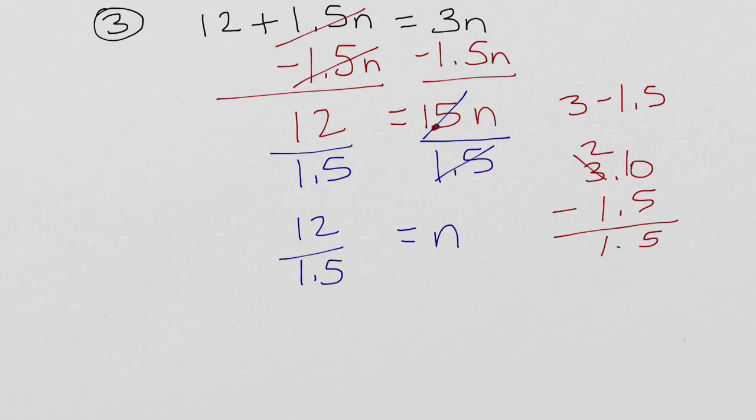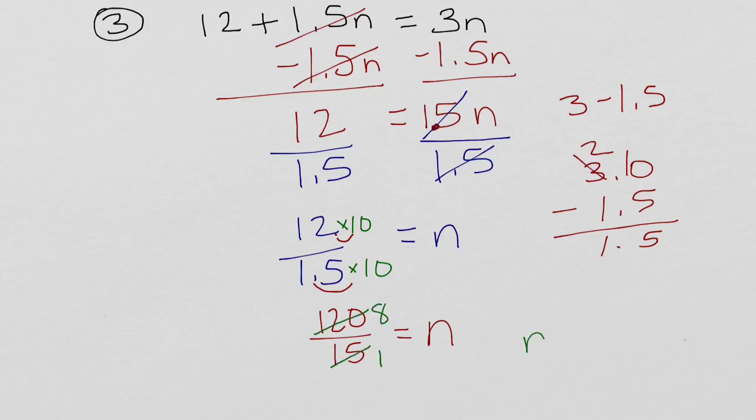Unfortunately, that's not in simplest form. We have to figure out a way to get rid of the decimal that's inside the fraction. So imagine multiplying both numerator and denominator by 10. What does that do? It moves the decimal point to the right one space. So I end up with 120 over 15 equals n. You then want to reduce that to lowest terms. 15 actually goes in evenly to 120 8 times. So you end up with n equals 8.